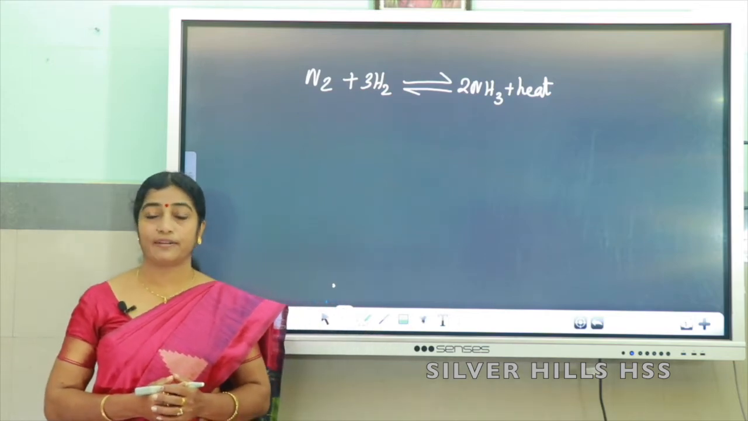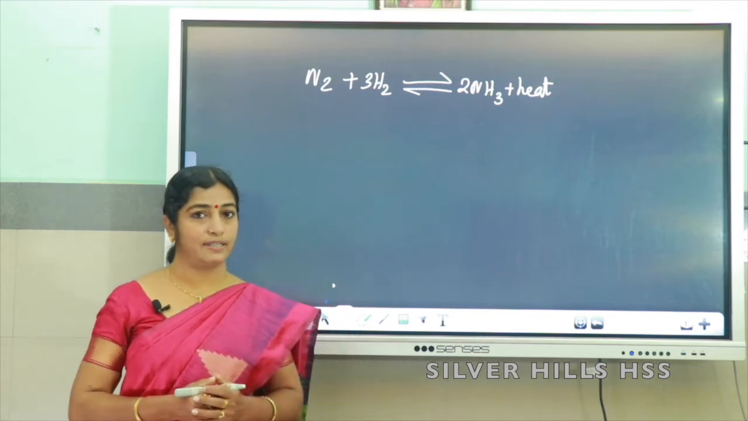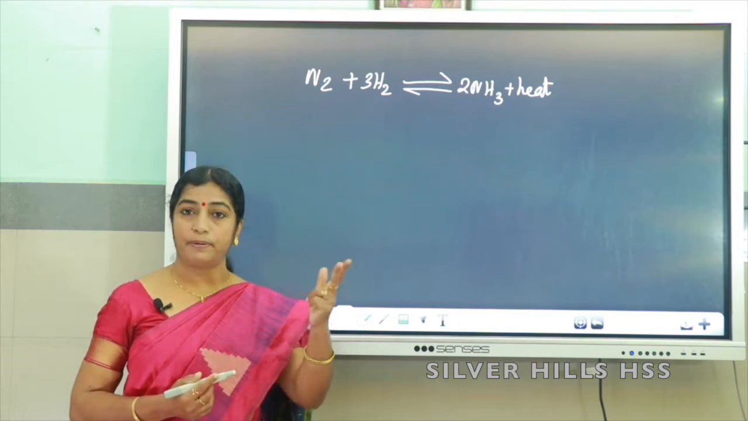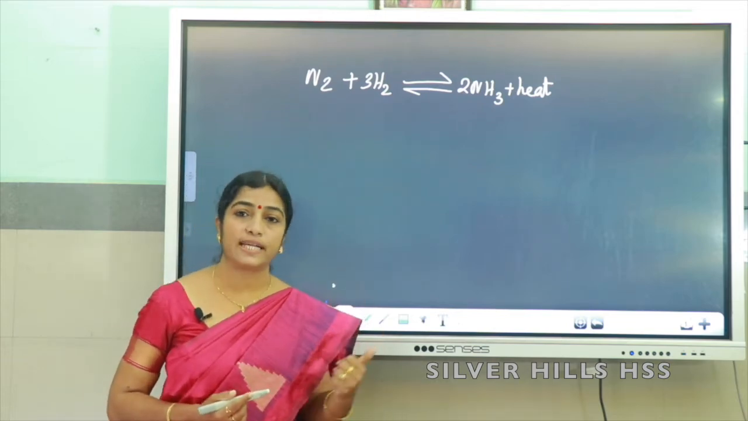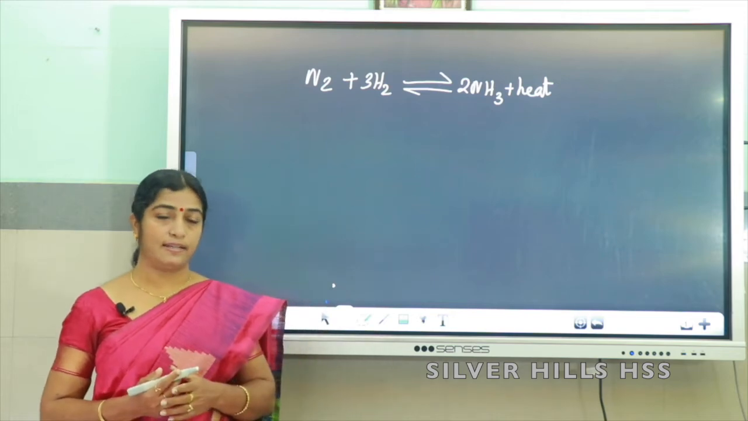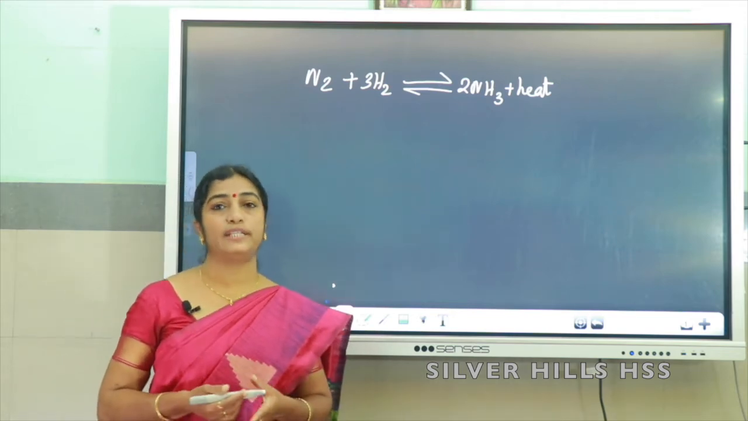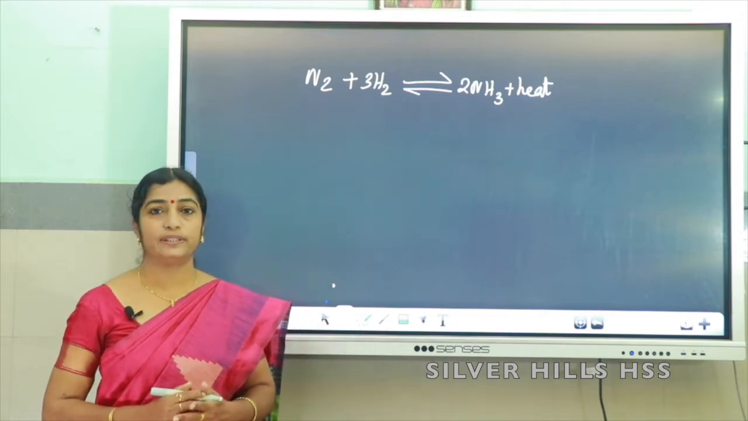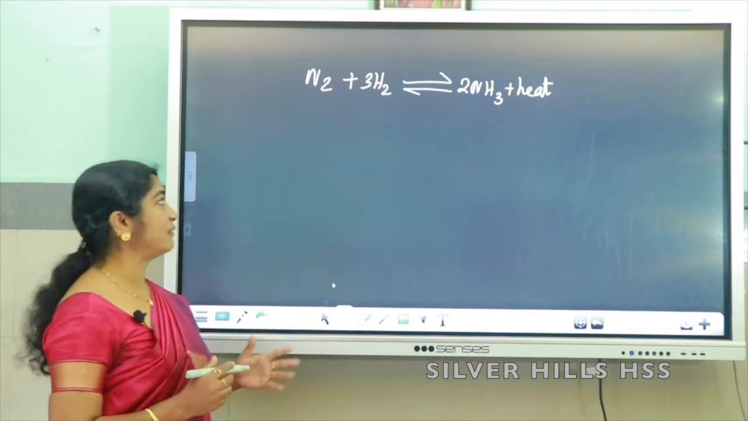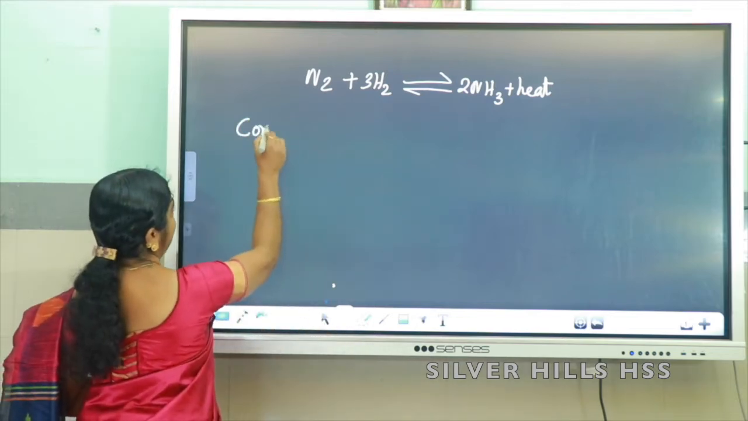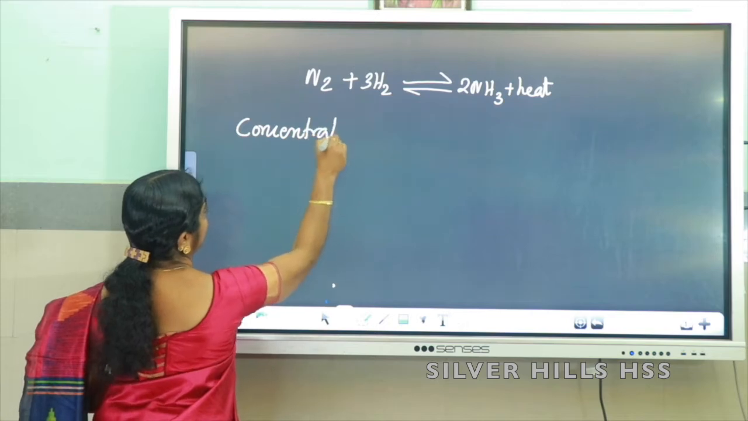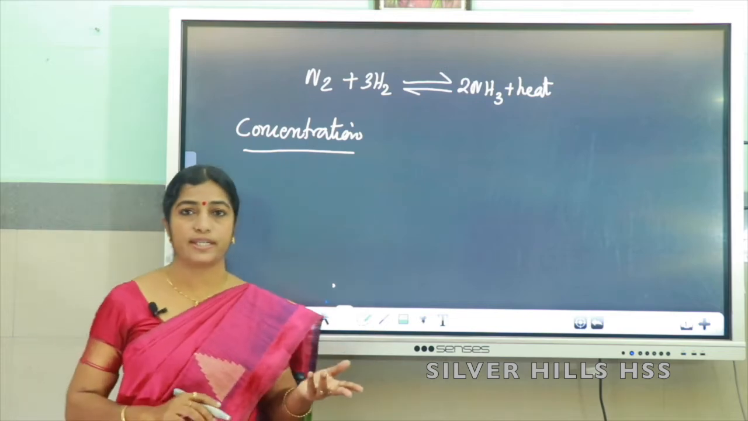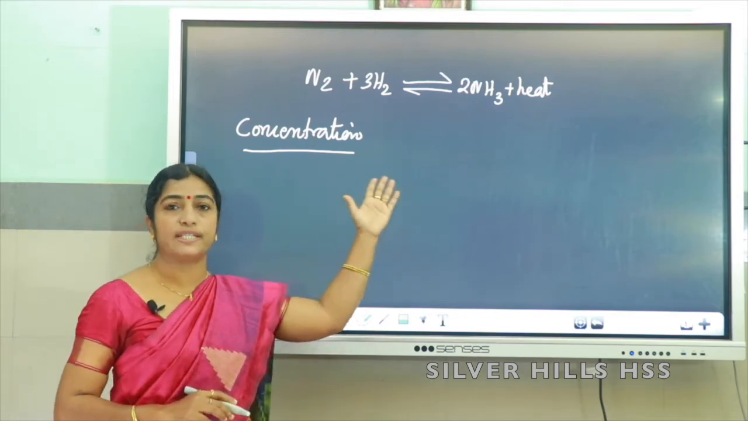Children, you studied the factors that influence a chemical reaction. Which are the factors that influence a chemical reaction? Concentration, temperature, pressure, surface area, catalyst, etc. Let's see what is the influence of these factors on a reversible reaction at equilibrium. For that, let's consider the first factor, concentration. So let us see what happens when we change the concentration of a reversible reaction which is at equilibrium.